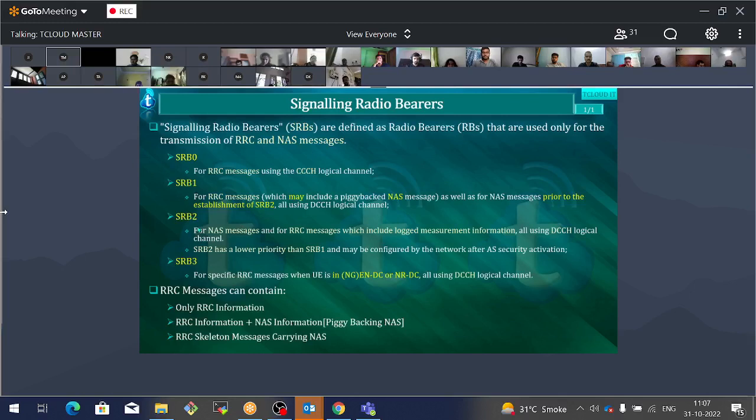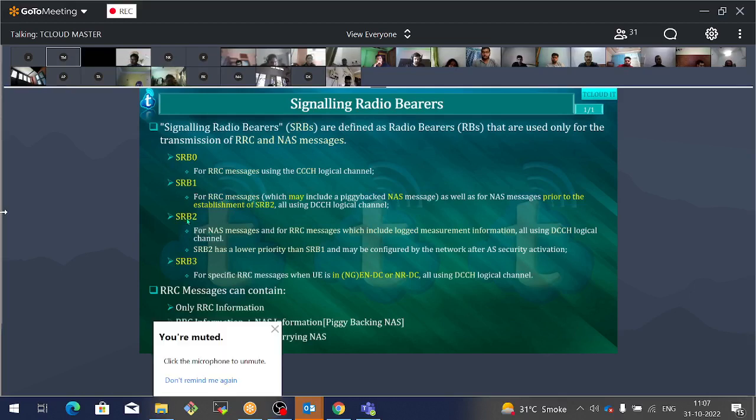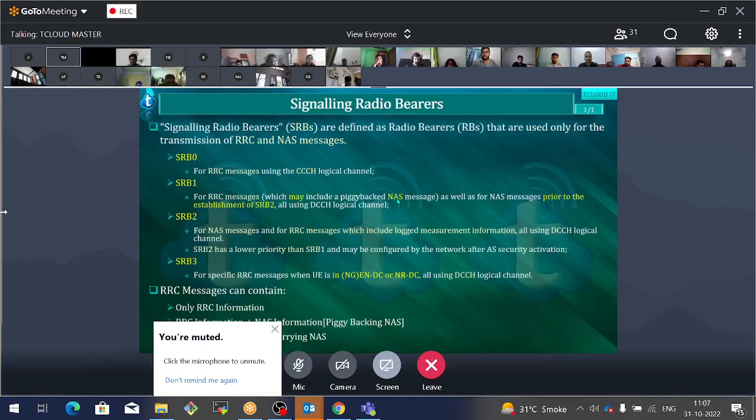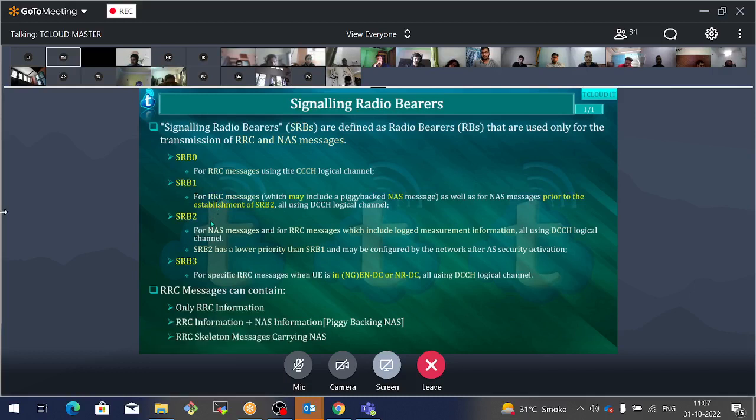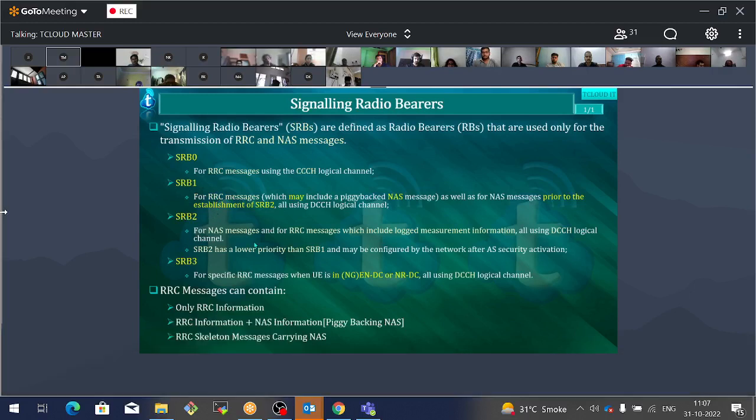But why do we require 2 SRBs? SRB 1 can be used for sending RRC messages, and before SRB2 is established, even if you wanted to send a NAS message, you can pack the NAS message into RRC and send it on SRB1. But once SRB2 is configured, for sending NAS messages you have to use SRB2 exclusively. Of course, NAS messages must always be sent by packing them into an RRC message. But you have to use SRB2 once it is established. That is a rule.